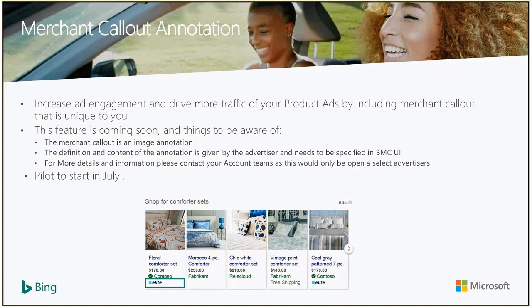The setup on this is going to be very similar to how you set up merchant promotions. The image which you see here as part of this example is provided by the merchant themselves, or it will be provided by the advertiser themselves, and we would be approving it and using it on your ad copies only. If there are more questions on this, please feel free to reach out to your account teams if you want to be considered as one of the pilot customers for this.